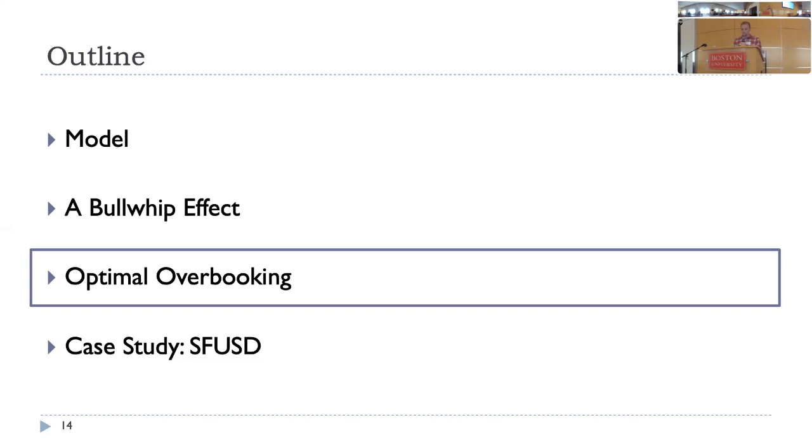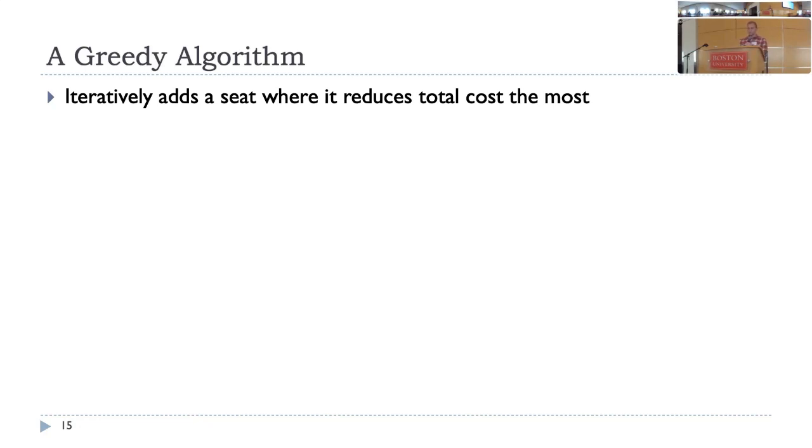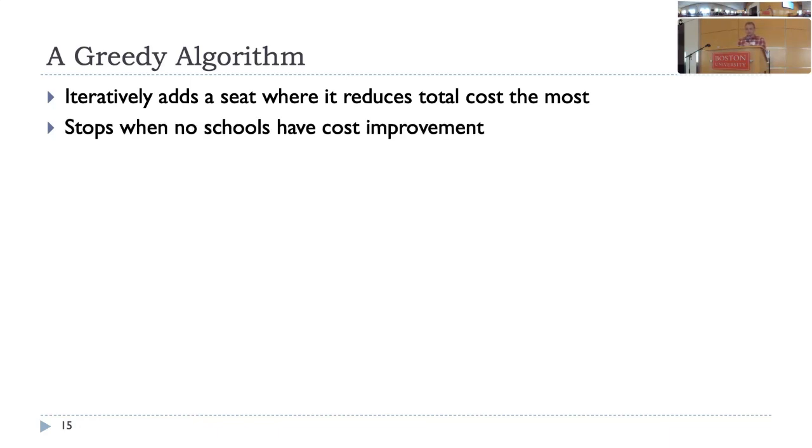So now I'm going to discuss quickly our optimal overbooking policy. We provide a greedy algorithm that does something very simple. It iteratively adds a seed where it reduces cost the most. You can think that the greedy algorithm computes how much you reduce the cost by adding one seed at each school, and it looks where the impact is the greatest. It adds one seed there. And it stops when there's no possible cost improvement. So you can think, as an engineer, that it is very greedy. It looks where it can make the most impact on the decision variable by not changing it too much, by changing just one component by one.